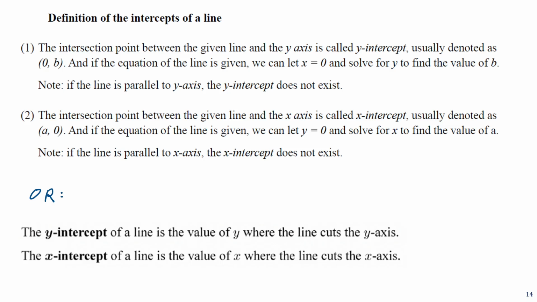And if an equation of a line is given, we can simply let x equal 0 to find the value of b, right? And also note that if the line is parallel to the y-axis, then the y-intercept does not exist. Secondly, the intersection point between the given line and the x-axis is called the x-intercept. And again, you could simply let y equal 0 and solve for x to find the value of the x-intercept, right? This is how we can get the x-intercept and y-intercept.